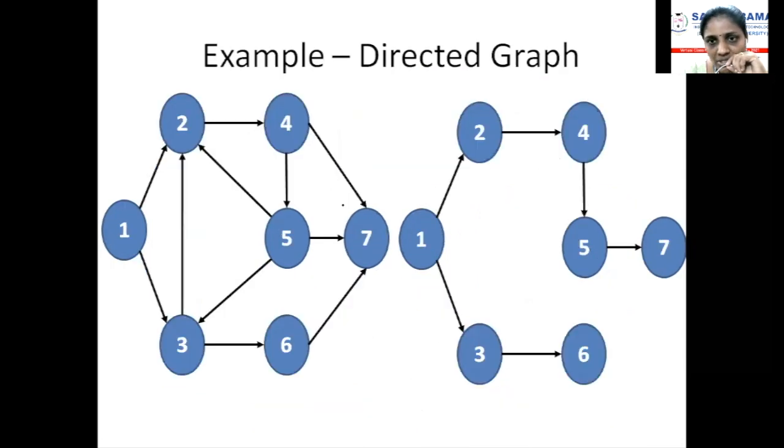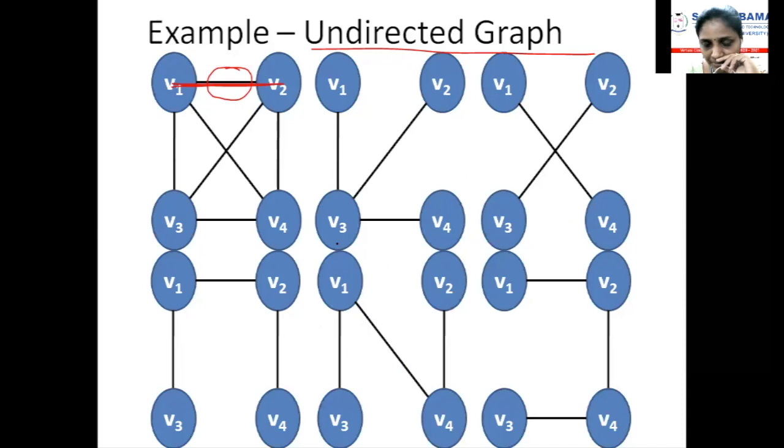Now the exact opposite is the directed graph. Now you have arrow marks or directions represented. What is the meaning of that? From 1 to 2, you can traverse or move, but the traversal back from 2 to 1 is not possible because there is no arrow mark representing this. So this is the difference between a directed graph and an undirected graph.